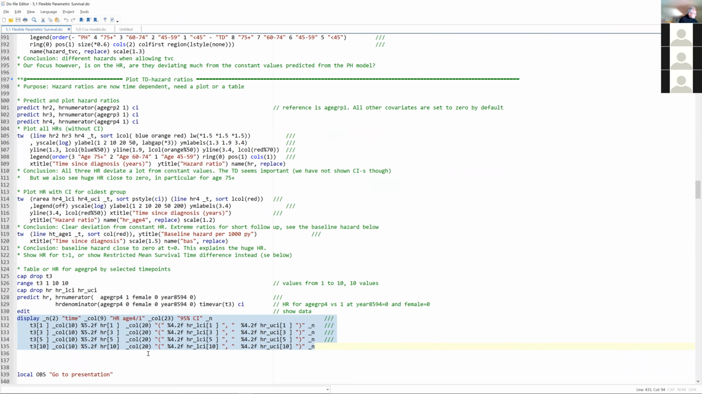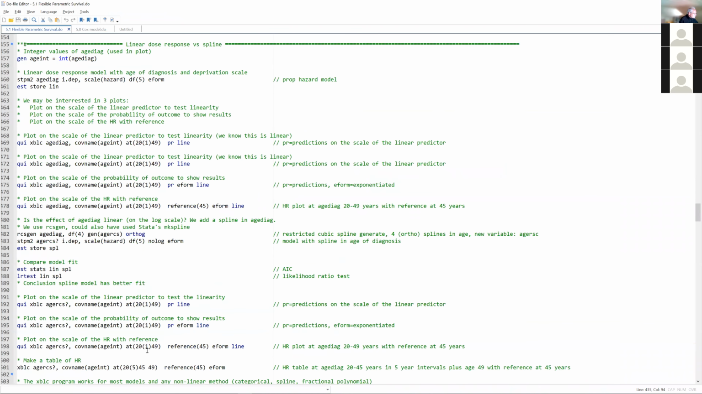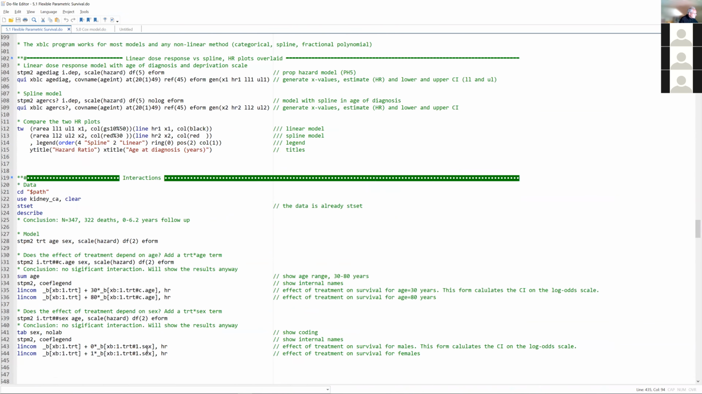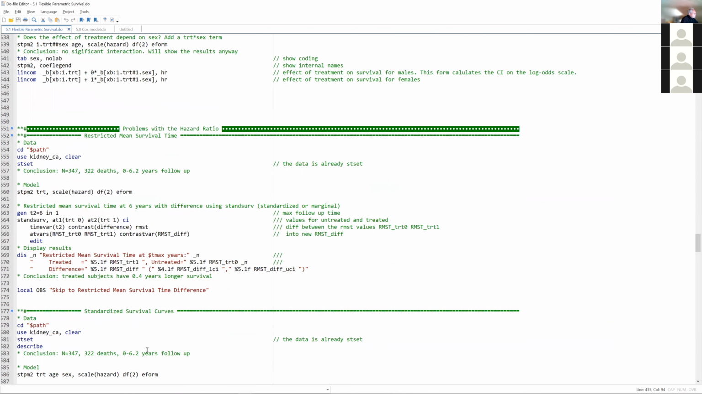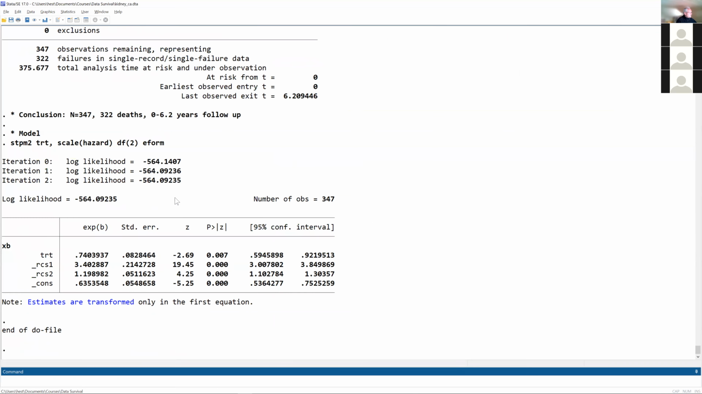So now I think I'm skipping dose response modeling and interactions, and I go down to these problems with the hazard ratio. So now I am looking at my kidney data, where I have a very common death, and most likely we have frailty effects here. So my model is one where I include treatment. And as you may remember, we have a fairly strong treatment effect. Well, 0.74, not that strong, but a treatment effect at least.